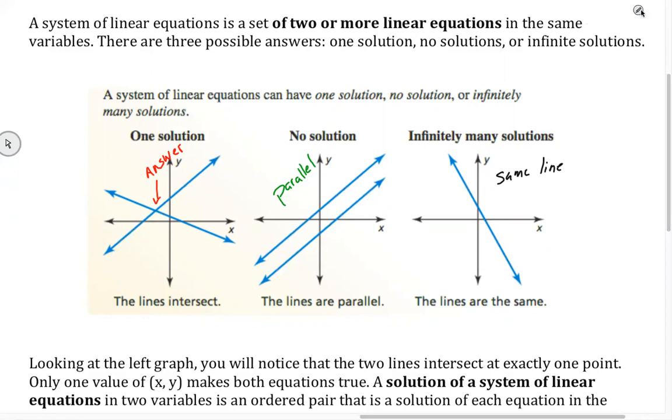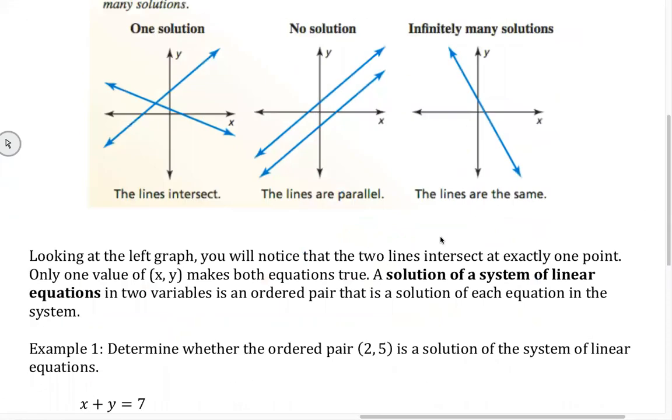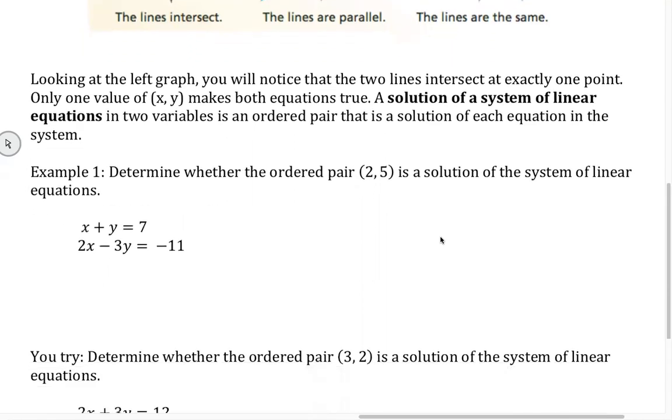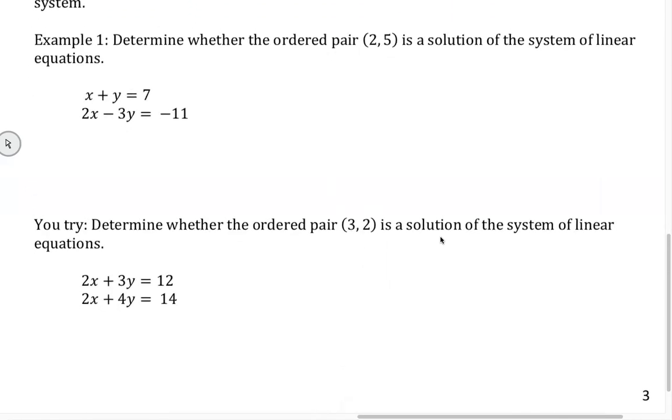After reviewing this, we can see that our answer is going to be a point. It's going to be a coordinate point, an x and a y. So a solution to a system of equations is the ordered pair that balances out both equations. To determine whether the ordered pair 2, 5 is a solution to the set of linear equations below, we see a coordinate point.